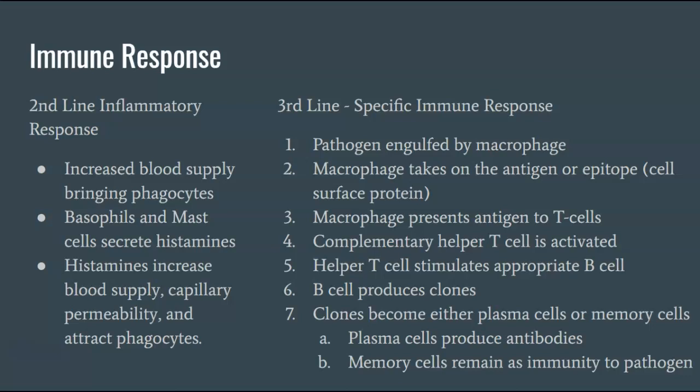And then the helper T cells are activated. And then the helper T cells stimulate the B cells. And then the B cell produces clones. And clones can either be plasma cells, which continue to produce antibodies in hopes of fighting off this infection, or the clones can become memory cells, and those memory cells stay in your body even after this pathogen has run its course in your body.